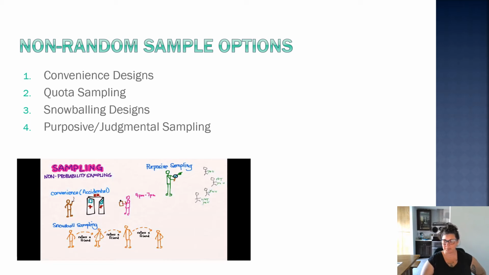Purposive sampling. There's very good reasons to do these, and if you do non-random sample options, it does cause issues with generalizability, but we say why we're choosing a non-random sample as opposed to a random sample when we talk about the validity and reliability issues, and we explain why that's necessary.